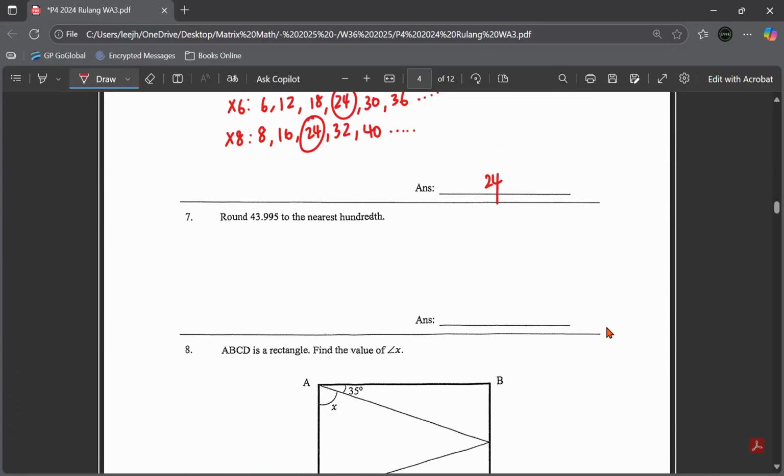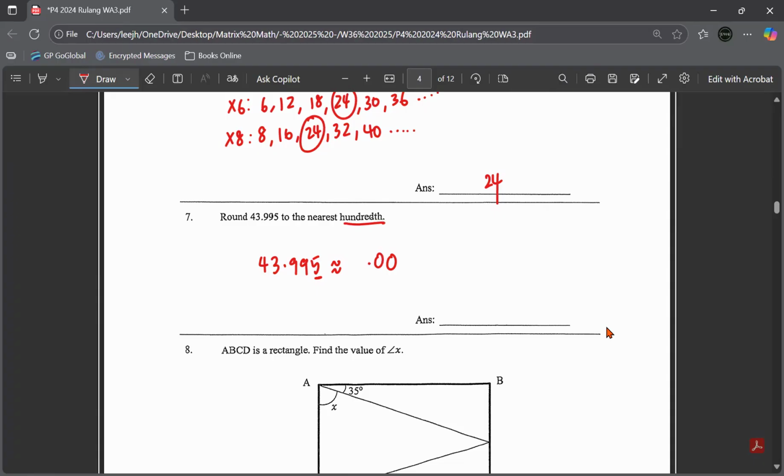Question 7. Round 43.995 to the nearest hundredth. So if I want to round to the nearest hundredth, right, I look at the thousandth place, which is the 5, which means I can round the 9 up, right? So when we round off this one, it becomes 10. But then you know that if this becomes 10, this will be 0, right, for the hundredth place. Then after that, this one 9, go up to 10, this will become 0 as well.